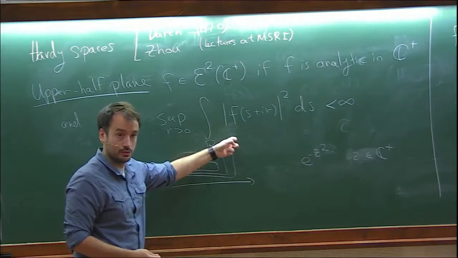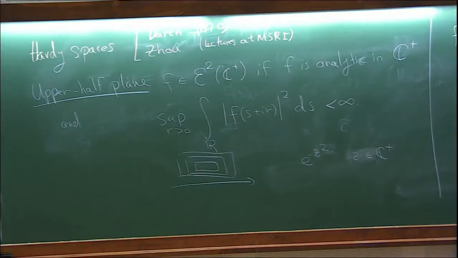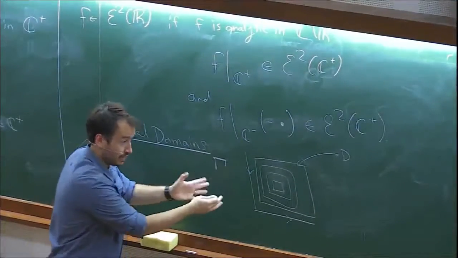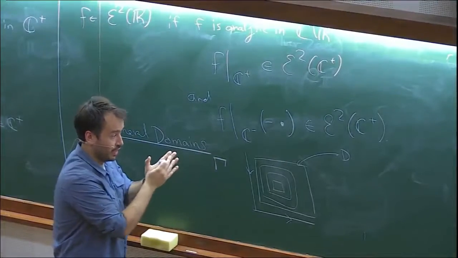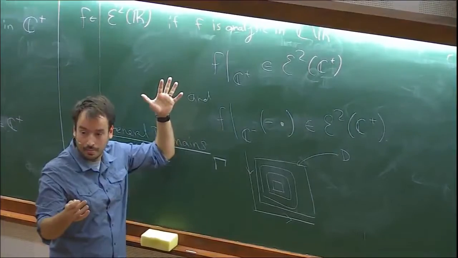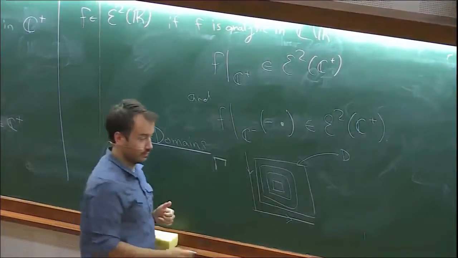But you do. And then once you make that realization, you go over here and you say, okay, well then I'll just do the same thing. I'll take a sequence of contours that expand to the boundary, and I'll require my function to be analytic in the domain, and then have a uniformly bounded L2 norm on these curves as these curves expand to the boundary. And then that allows you to define the Hardy space on a general domain.